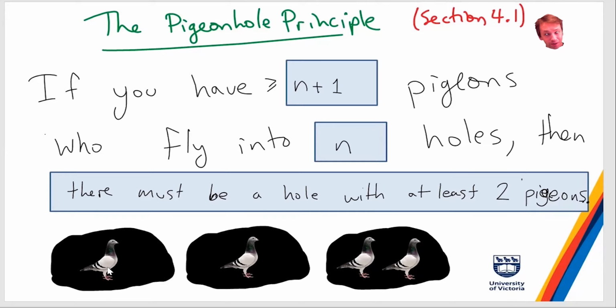We have 3 holes. Imagine they're all trying to get into the holes. Well, there has to be a hole that has 2 pigeons in it, kind of proof. It's not a proof, but this is probably a statement that doesn't really need a proof. Any questions about this?